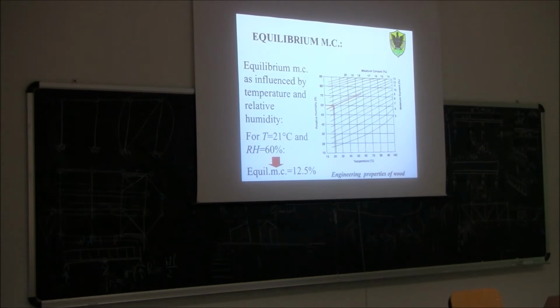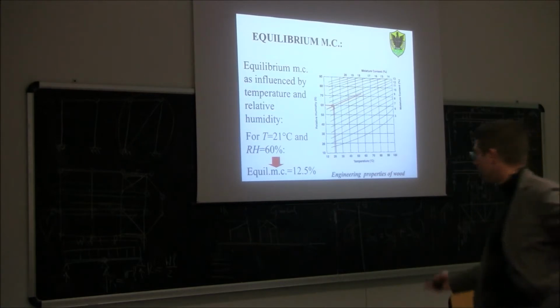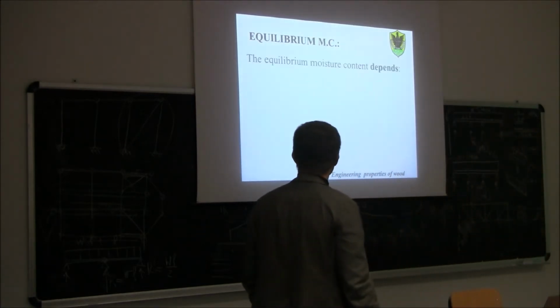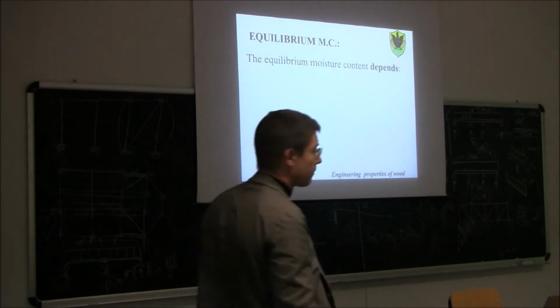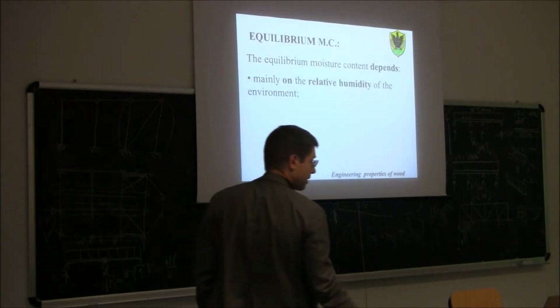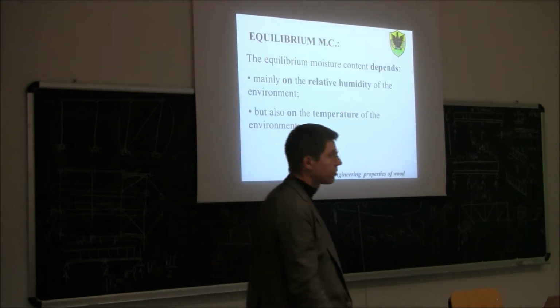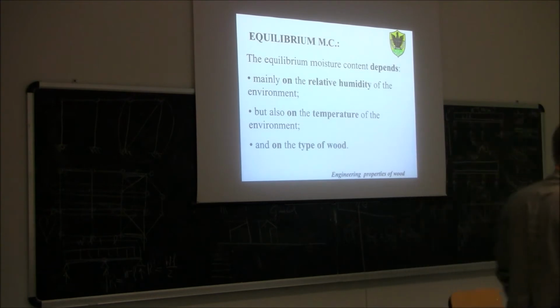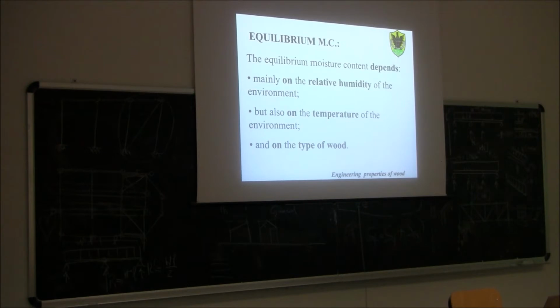Those curves, strictly speaking, are different from one wood species to another wood species, so they're not exactly the same. Perhaps this plot was done for New Zealand radiata pine, the other one was done for European spruce, and that's the reason why there are those small differences. So, the equilibrium moisture content depends mainly on the relative humidity of the environment, as we already said before, but also on the temperature of the environment, and slightly also on the type of wood. So it's not the same, of course, for spruce or hardwood or something different.